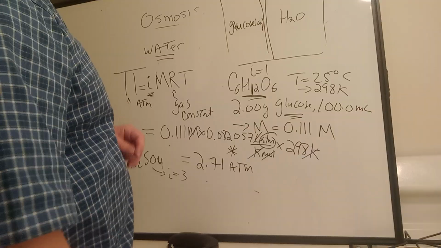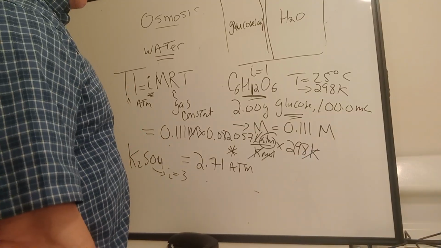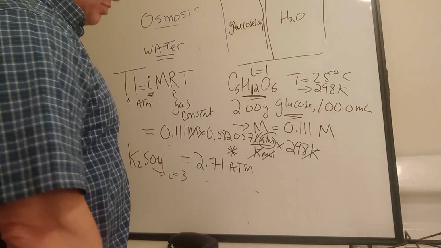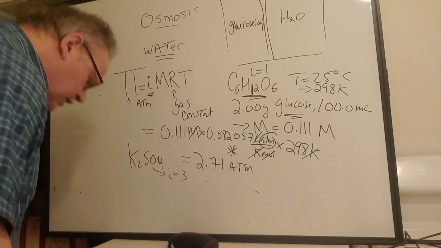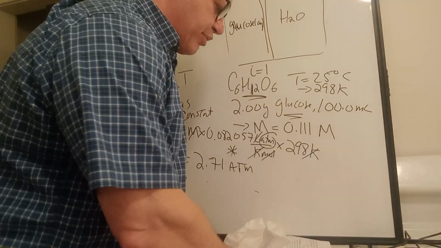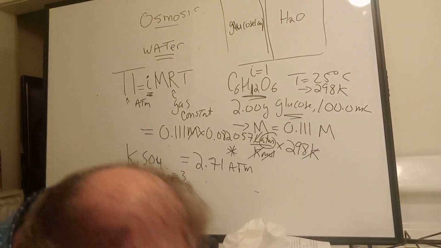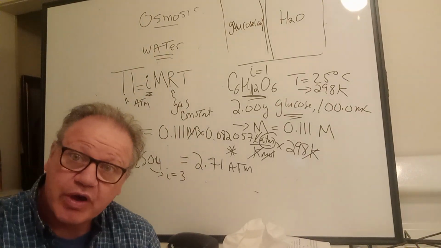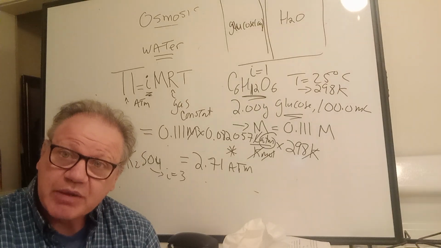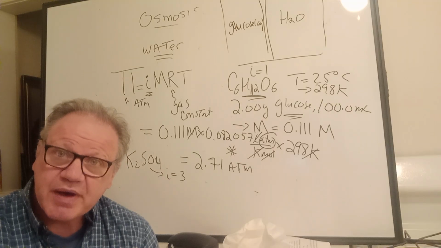So to stop the flow of water, we would have to apply 2.71 atmospheres of pressure, which is experimentally doable, to stop the water from moving across that membrane. I'm not going to derive that relationship. We don't really have that kind of time, but the equation I'm using for this calculation is readily derivable. Like derivations, you can take me for physical chemistry in the future. You'll have all the derivations you want. So this was osmotic pressure.